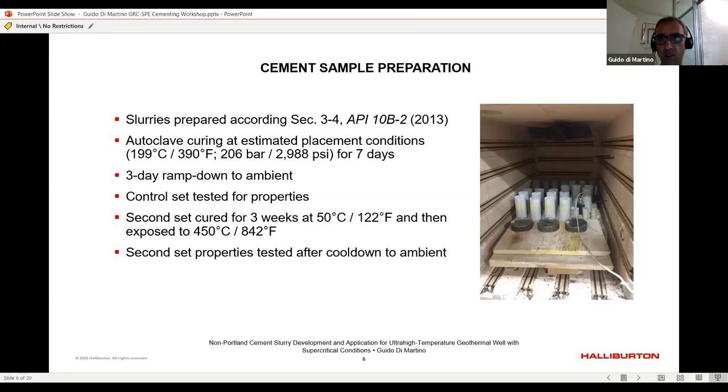A second cured set was dried in a vacuum for approximately 3 weeks at 50 degrees Celsius with a nitrogen gas sweep, and then exposed to 450 Celsius for 7 days to simulate wellbore temperatures. After maintaining isothermal conditions at 450 Celsius for 7 days, temperature was decreased back to ambient in about 1.5 days.